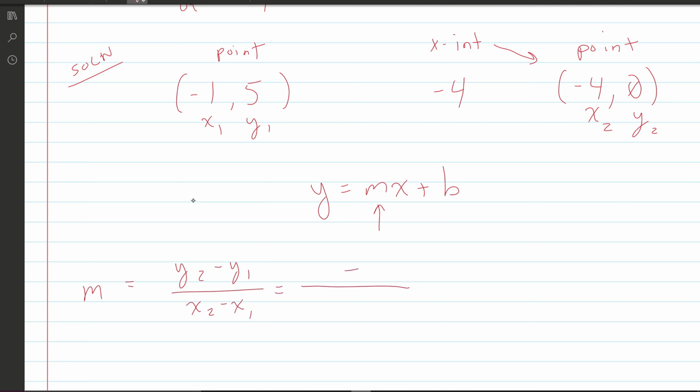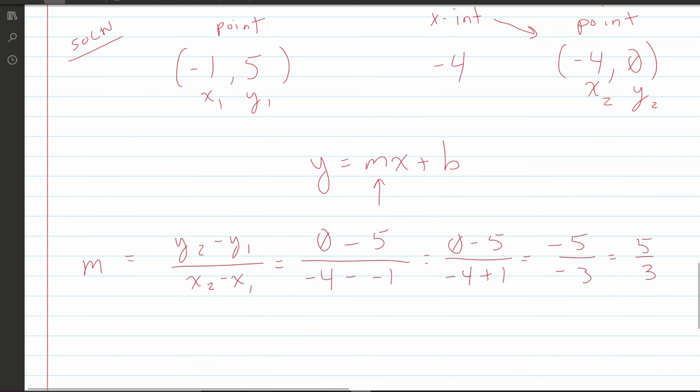Alright, so now I'm just going to plug in, and remember, put the minus signs in. So y sub 2 is 0, minus y sub 1 is 5, x sub 2 is negative 4, minus x sub 1 is negative 1. So we'll have 0 minus 5 over negative 4 minus a minus 1 is negative 4 plus 1. So we'll have a negative 5 over negative 4 plus 1 is negative 3. And then lastly, a negative divided into a negative makes this whole entire slope positive. So now we have our slope.